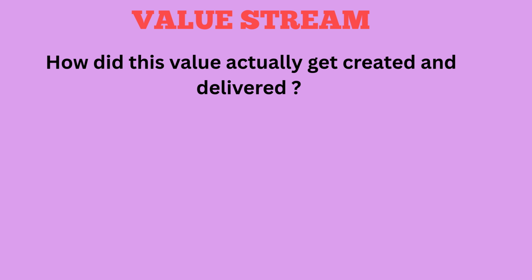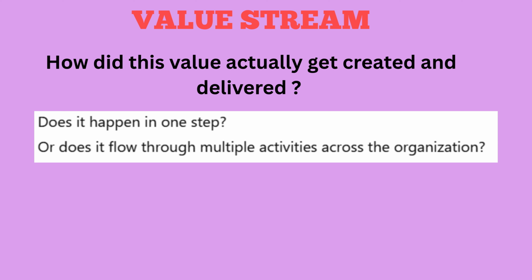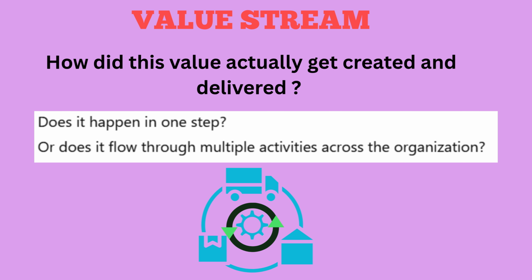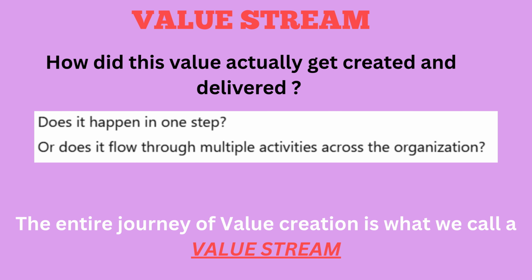Now that we understand what value is, let's take the next step. How is this value actually created and delivered to the customer? Does it happen in just one step or does it flow through multiple activities across the organization? In reality, value is created through a series of interconnected processes involving different departments from supplier to customer. This entire journey of value creation is what we call the value stream.